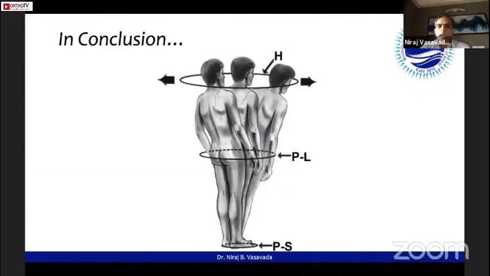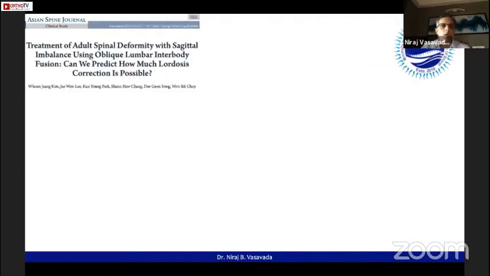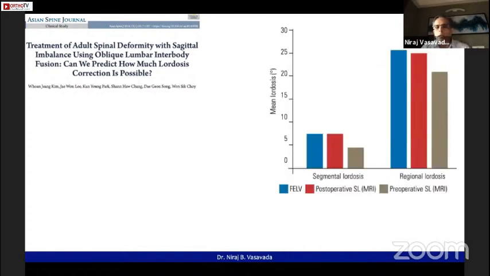So in conclusion, as Dr. Dubousset says, whatever technique we employ, the crux of the story is to maintain the human body in a cone of economy as described by Dr. Dubousset. I would want to quote this paper again from Asian Spine Journal, where they said that on the flexion extension lateral view, postoperative segmental lordosis was not significantly different between OLIF and the preoperative film. So they said that isolated anterior OLIF without any posterior maneuvering is not a very useful technique.